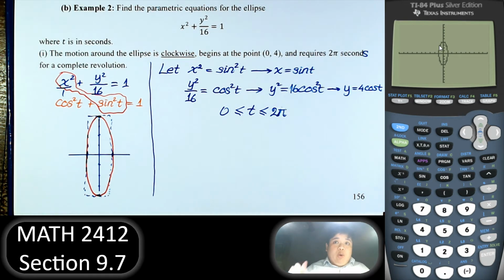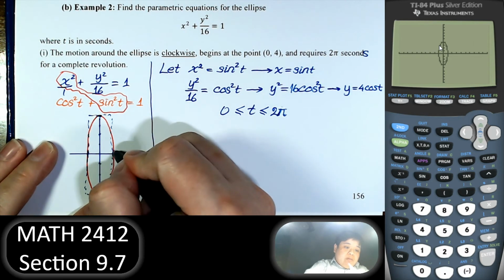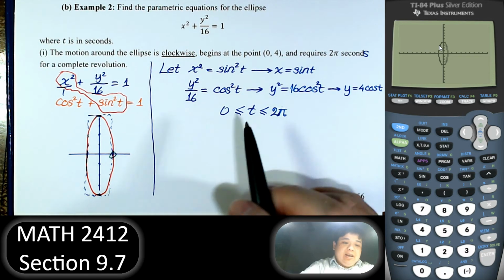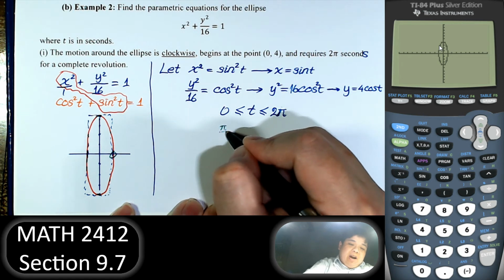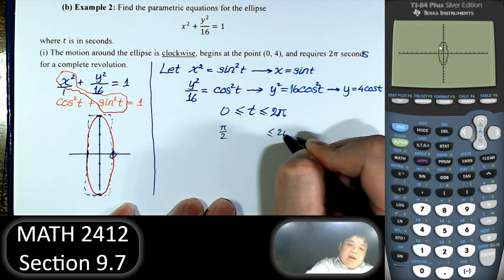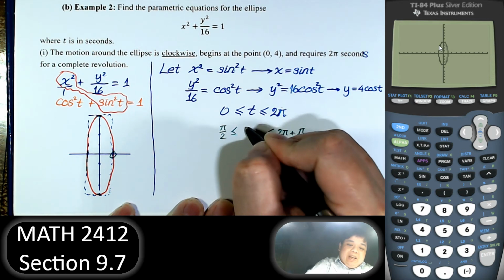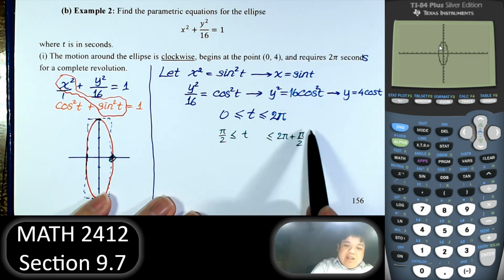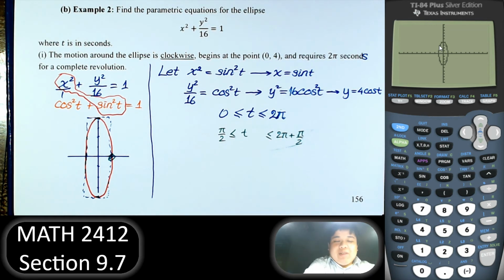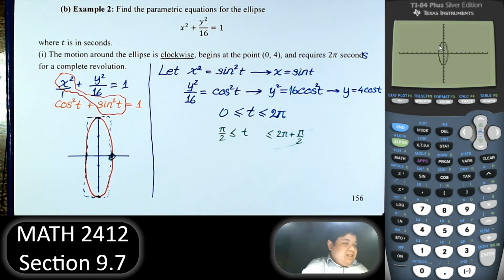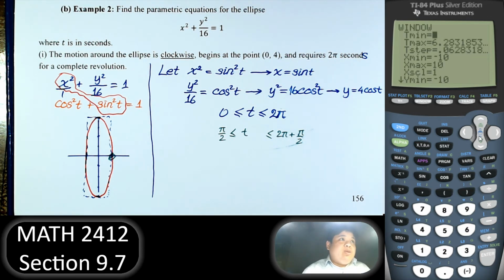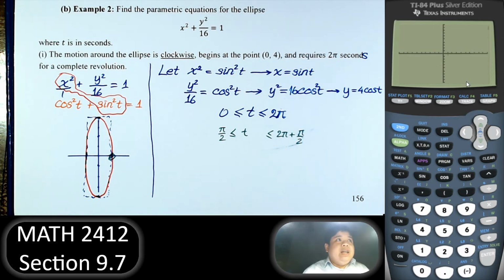Now, let's say we want clockwise, but we start at this point. What do we do? In that case, just change the parameters from pi over 2 to 2 pi plus pi over 2. If we want to start at this point and go clockwise, just change the parameters, right? If we want to graph like this, but instead we go from pi over 2 to pi over 2 plus 2 pi, you see, it will start at this point and still go clockwise and get back to that point.